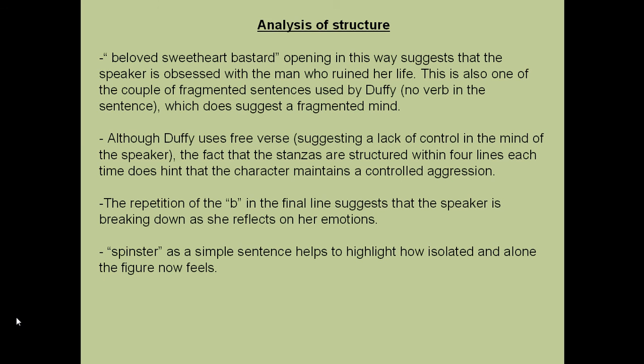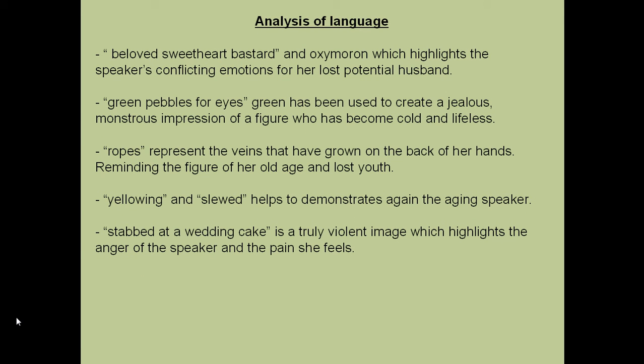And finally, language. "Beloved Sweetheart Bastard" again is an oxymoron which highlights the speaker's conflicted emotions for her lost potential husband. The "green pebbles for eyes": the green has obviously been used to create a sense of jealousy, but it's a monstrous impression of a figure who has become cold and lifeless due to what men have done to her. "Ropes" represents the veins that will grow on the back of her hands, reminding the figure of her old age and her loss of youth, and also the idea of feeling tired, feeling trapped by what has happened to her.